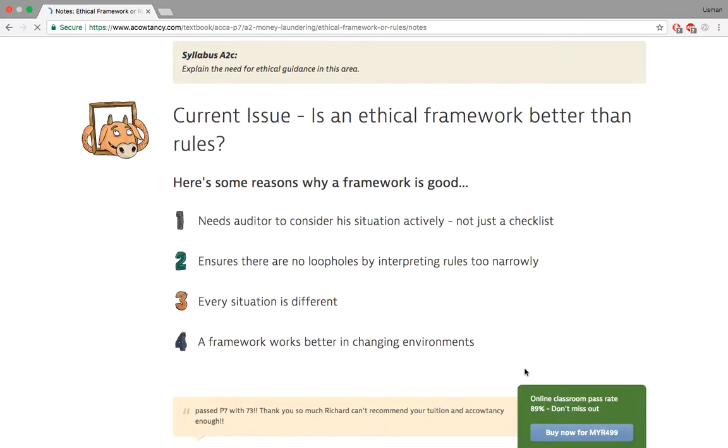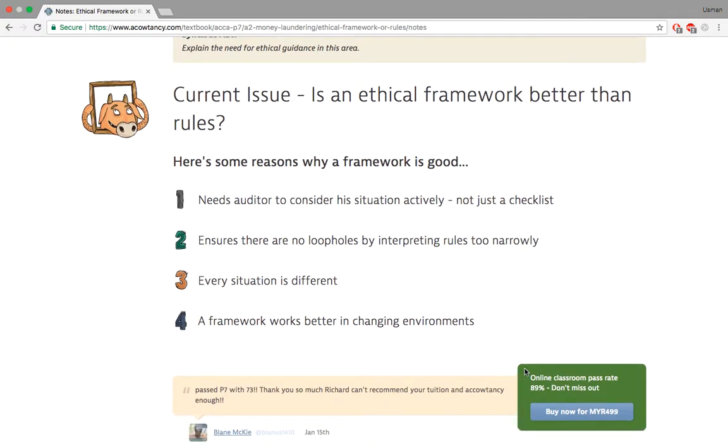Talking about ethical frameworks. Now, what's the current issue? Is an ethical framework better than rules? Now we're talking about totally different things, okay? You think ethics are better than rules? You guys studied P1, you tell me. It's a very P1 kind of thing, right? I'm going to give you a second.